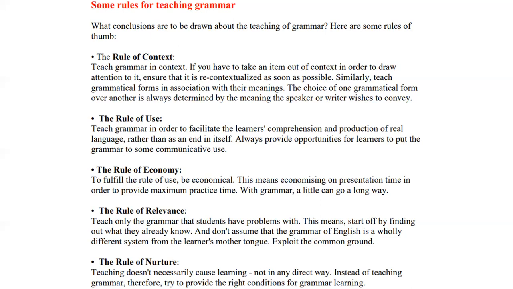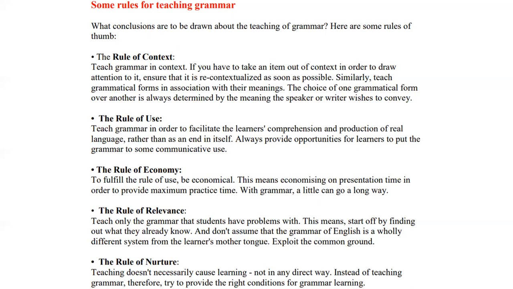Then the rule of economy means you need to provide maximum practice time, because grammar is so wide and has a lot of depth. So a little can go a long way. So save time or maybe extend time, it depends on the situation.